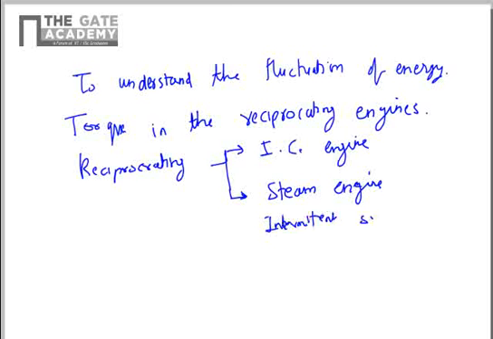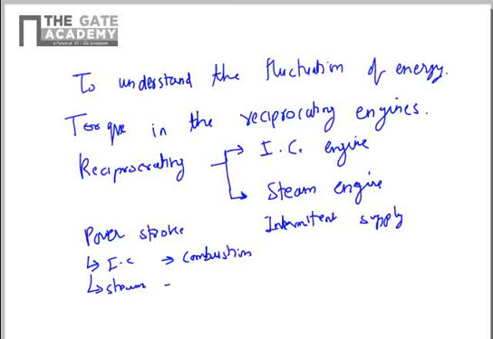So both of these will have different strokes. There is one power stroke, when in the IC engine combustion takes place and expansion of gases takes place, and in the steam engine in the power stroke the steam expands to create thrust on the piston and drive the crankshaft, and then you have a compression stroke. In the compression stroke, in the IC engine the gases are compressed.